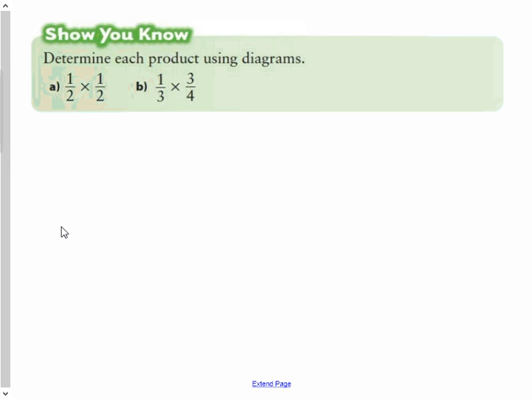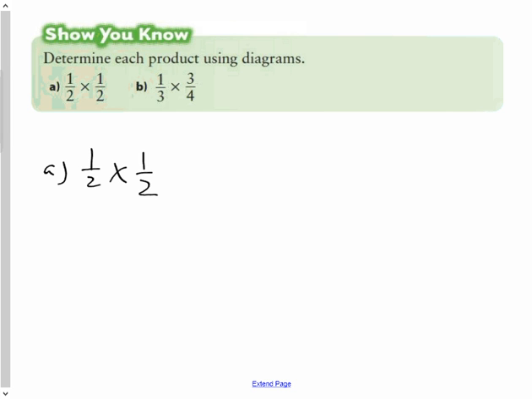Okay, grade 8. This is section 6.3 on multiplying proper fractions by proper fractions. We have a couple of warm-up questions on the show. It says determine each product using diagrams. So when we use diagrams for these questions, for A, I'll write it out here. The question says a half times a half.